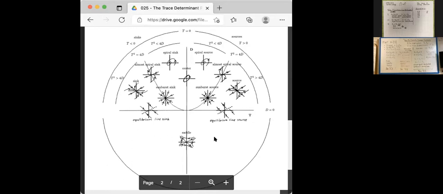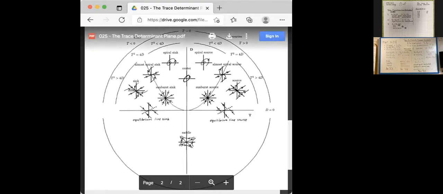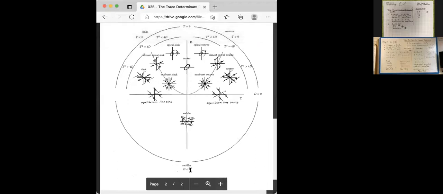Everything below the t-axis is a saddle, and that's everything that has a negative determinant. I could expand this window slightly. Yeah, saddles, negative determinant.